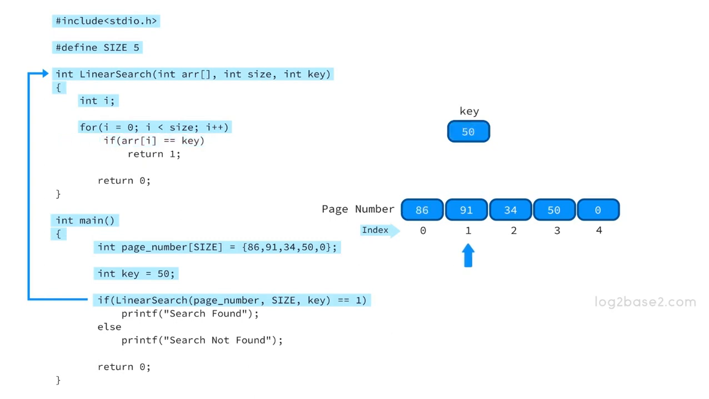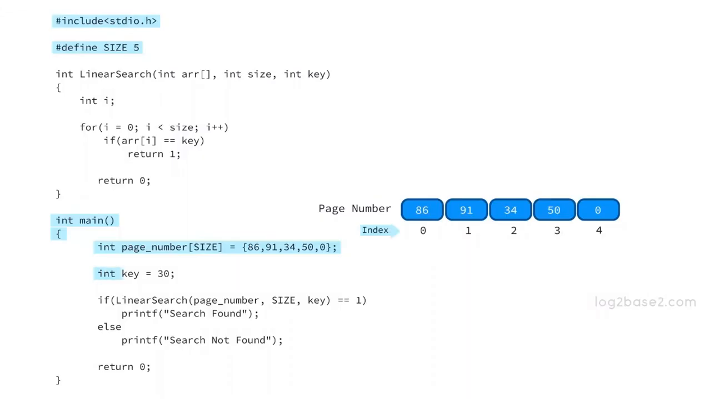Now i equal to 1. So check if arr of 1 equal to 50. Again this if fails here. So start the next iteration. Now i equal to 2 and check if arr of 2 equal to 50. Again if failed. So increment i and i equal to 3 now. In next iteration, check if arr of 3 equal to 50, and it is. That is, the key is found at index 3. So return 1. And here in main function, this return value is 1, so if becomes true and prints search found.